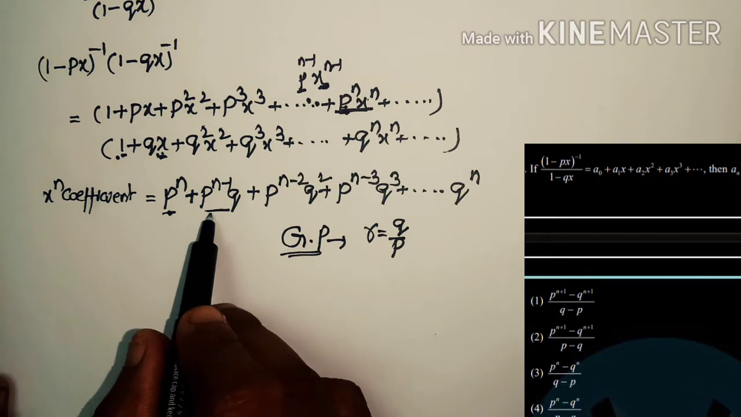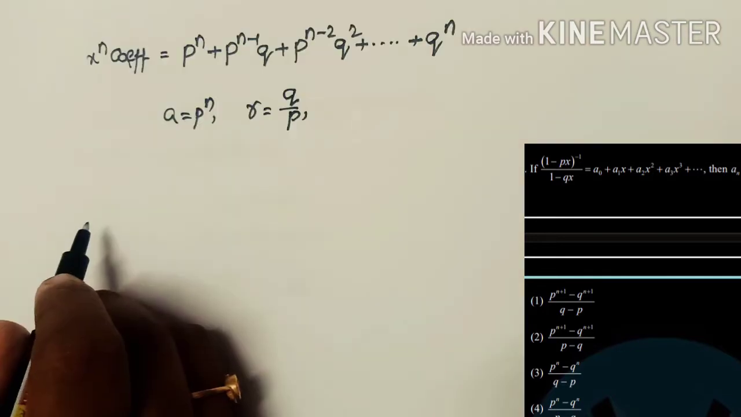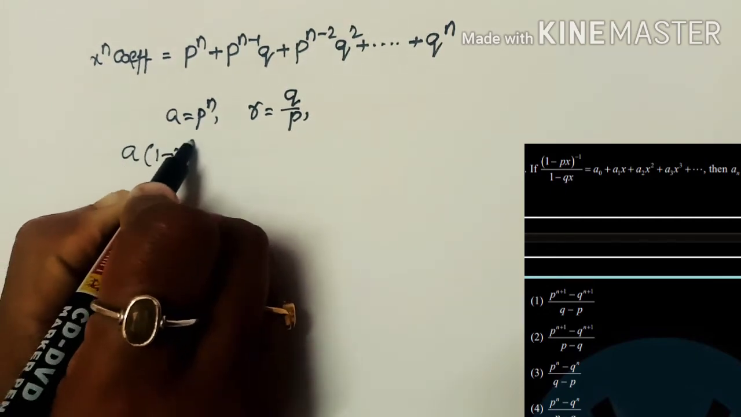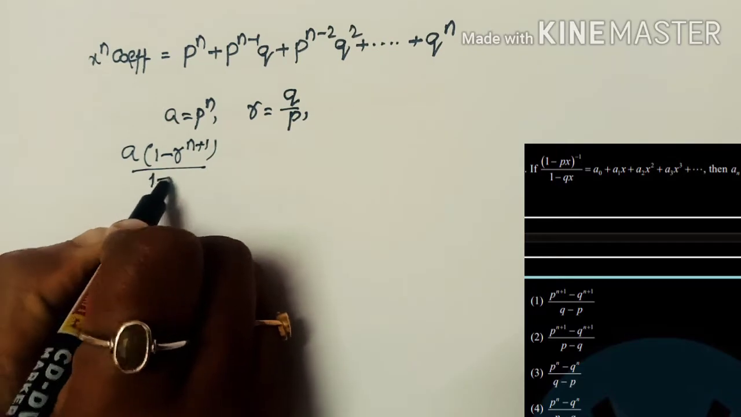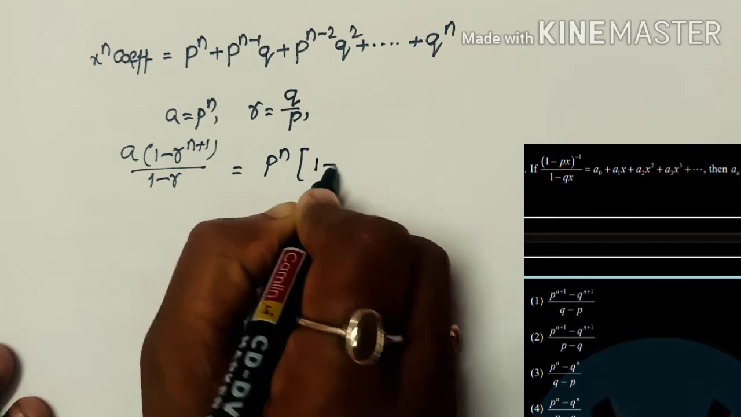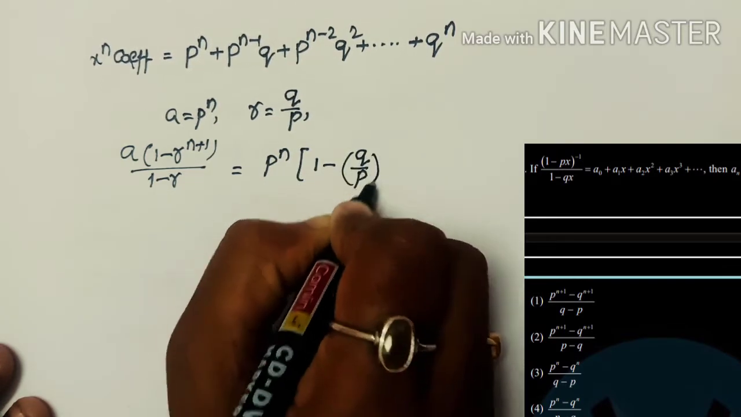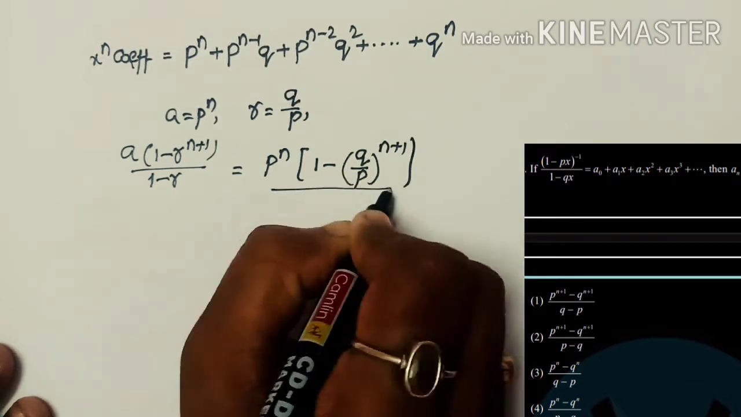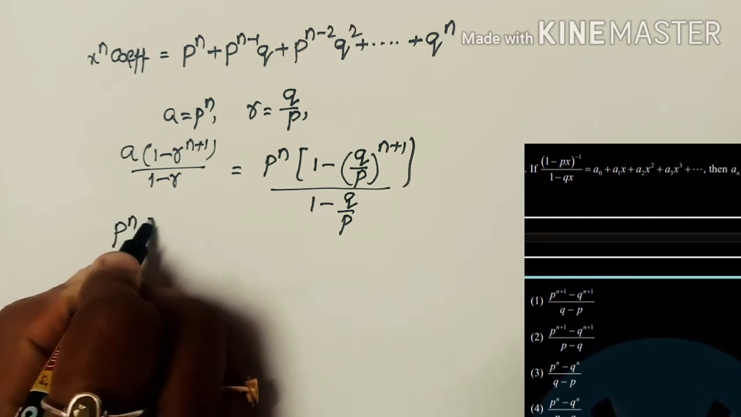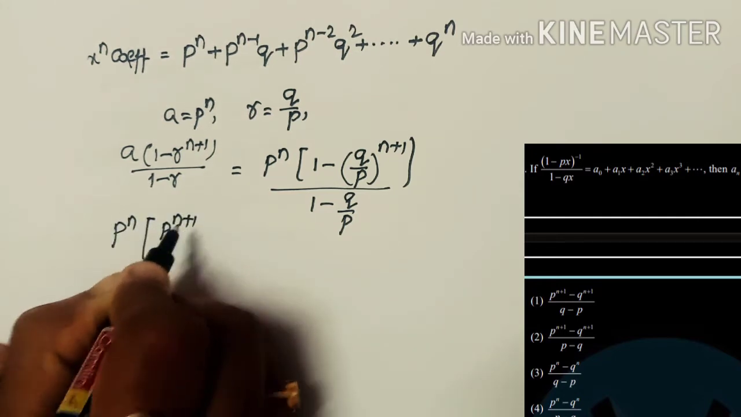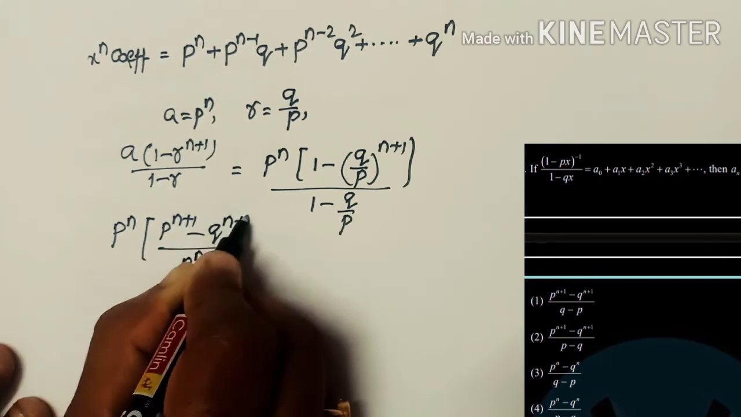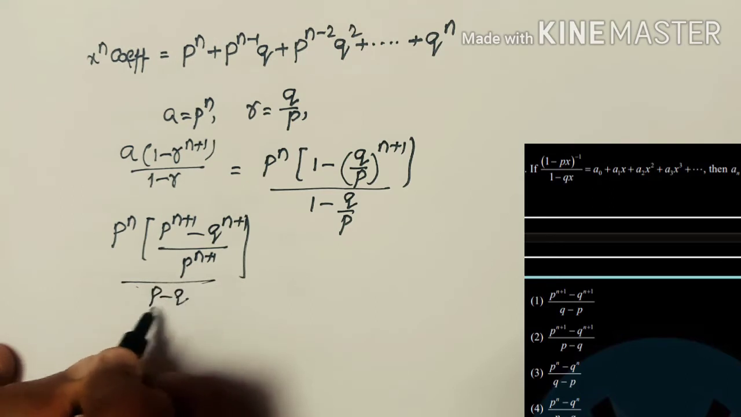Now we apply the sum of the finite GP series formula, a into 1 minus r power n plus 1 by 1 minus r. Replacing the values, a is p power n, into 1 minus (q by p) whole power n plus 1, by 1 minus q by p. Now this equals p power n into (p power n plus 1 minus q power n plus 1) by p power n plus 1, whole by (p minus q) by p.